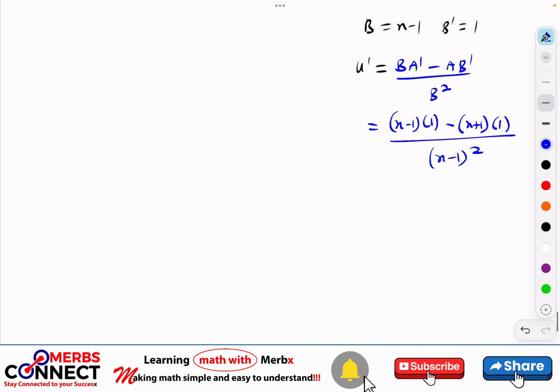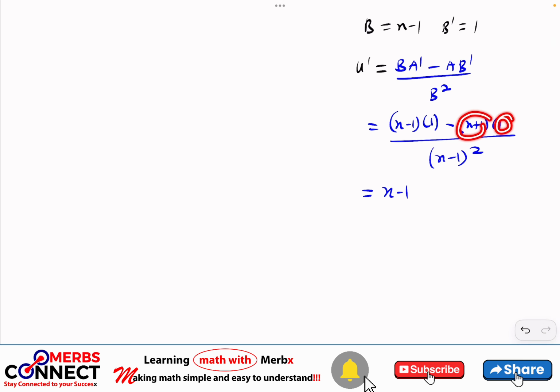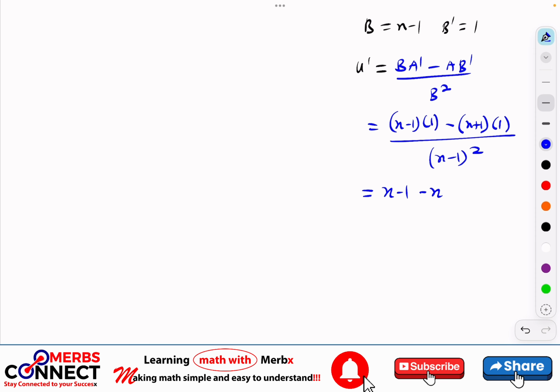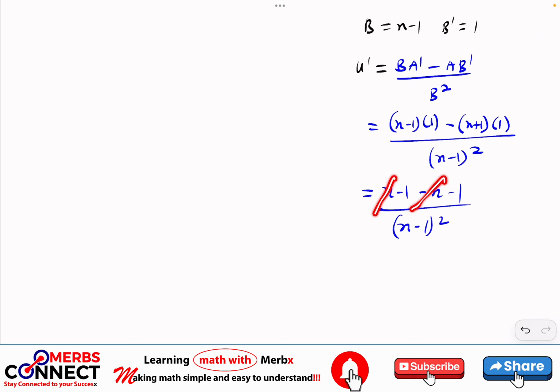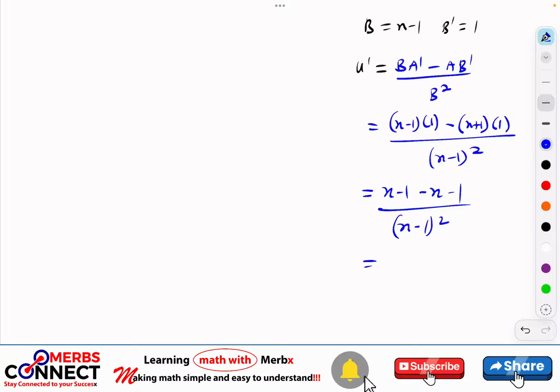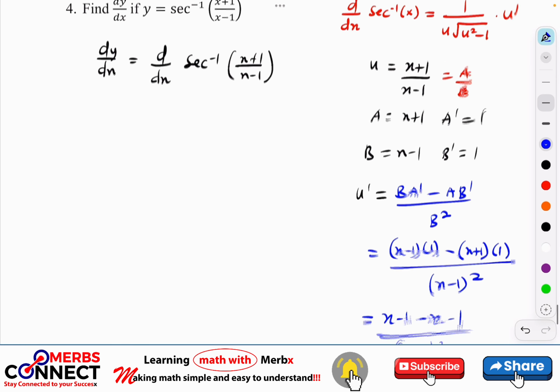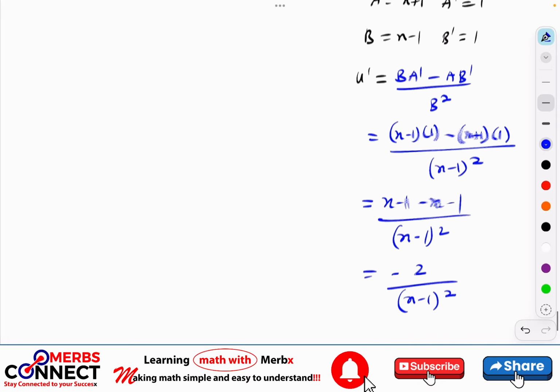Let's simplify this. We are going to have x minus 1. Then when I multiply this one by 1, I get the same thing, multiply by minus, and I'm going to have minus x minus 1 divided by x minus 1 squared. So this will cancel this, so you will be left with minus 1 minus 1, which is minus 2, over x minus 1 all squared. So I have my u prime.